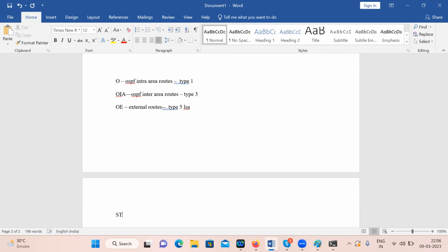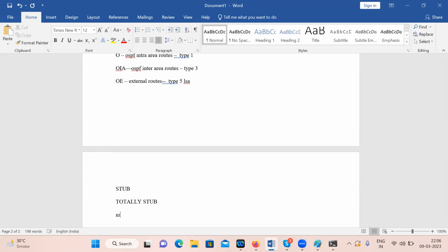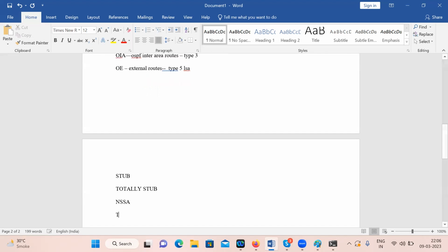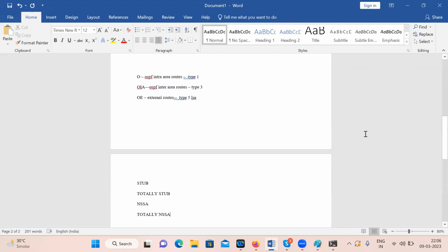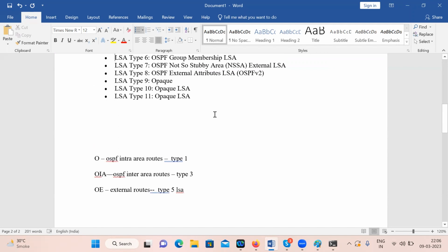Which are what? Stub area. One is totally stub area. One is NSSA, not so stubby area. And one is totally NSSA. Can anyone define this? Stub, totally stub, NSSA, totally NSSA. What exactly does it mean? No one? Okay. I will explain first.